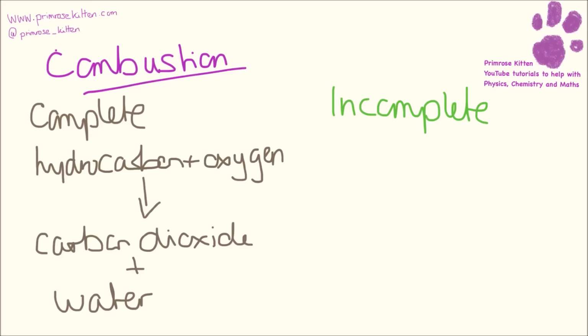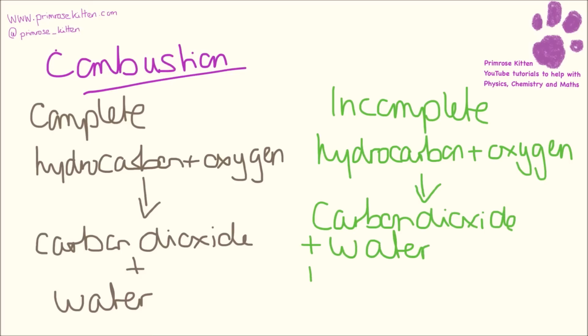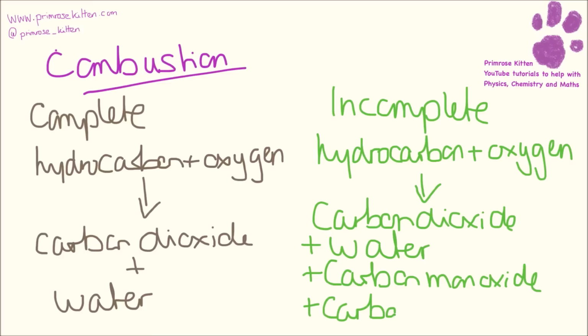Incomplete combustion has a large number of problems associated with it. So it starts off the same way. But we have a much broader range of products. So we have our carbon dioxide and our water, but we also have carbon monoxide, which is a toxic gas which will kill you while you're asleep and you won't even notice, and it will release carbon, which is responsible for global dimming.